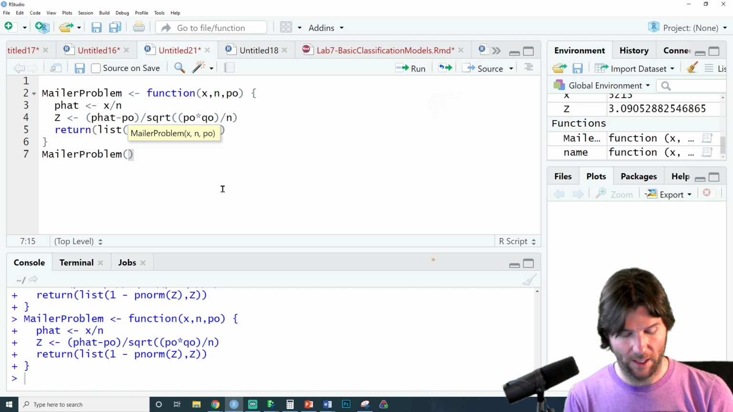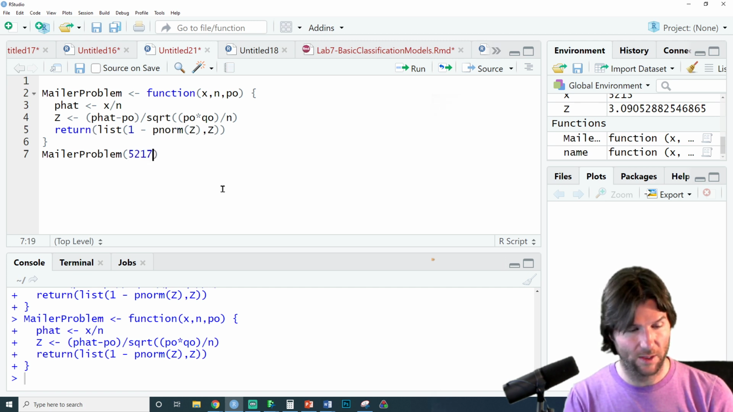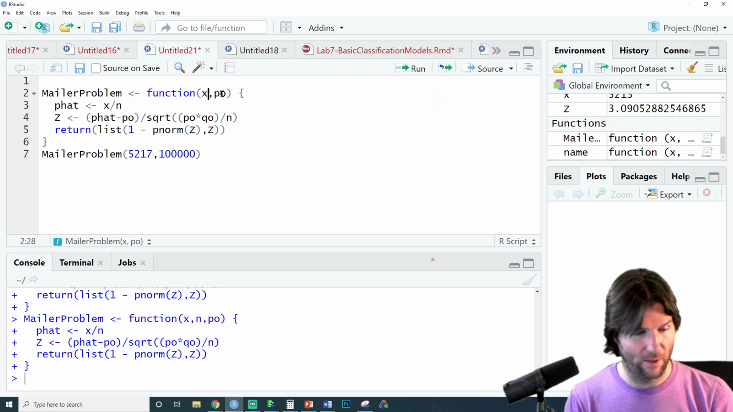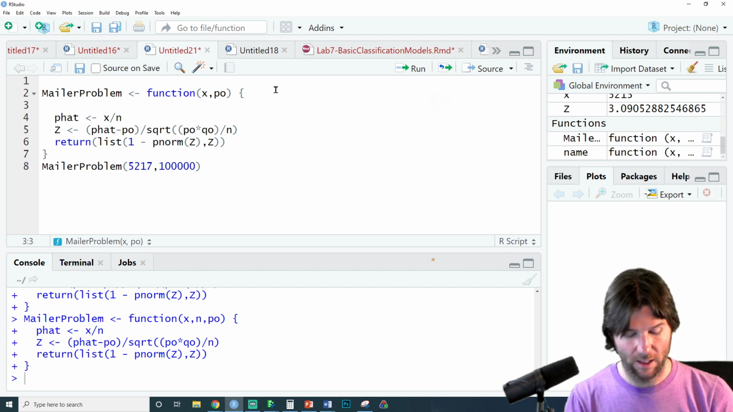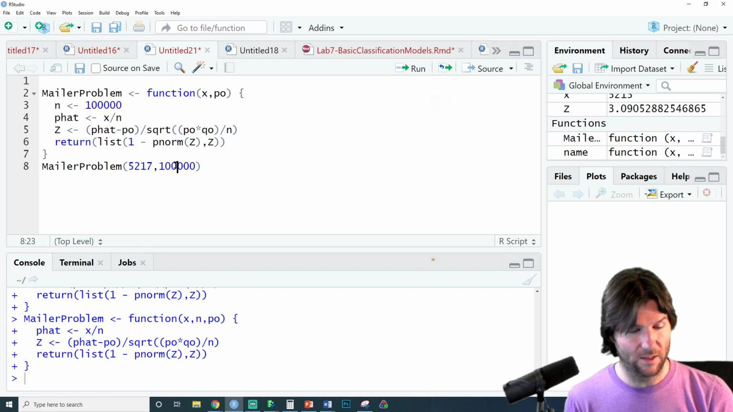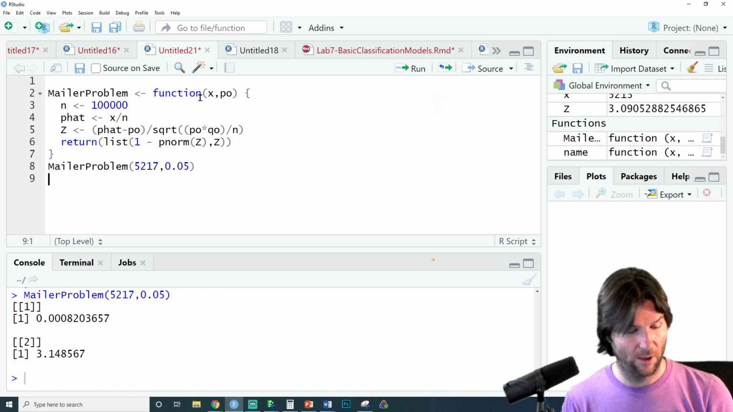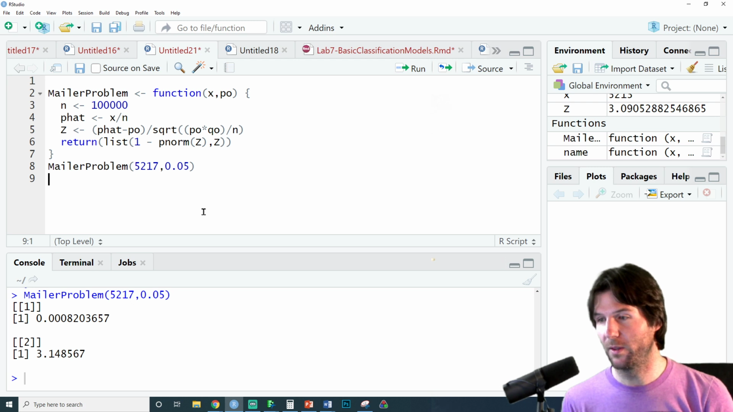Mailer problem is going to have, let's say, 5217, and actually it's always 100,000, so we don't even need that n. Let's just go right here since it's the mailer problem. So we'll just go inside of here and say n. So all we need is x, and we need p naught. Rerun this right here, and now we get the list. There's the p-value, and there's the other thing.